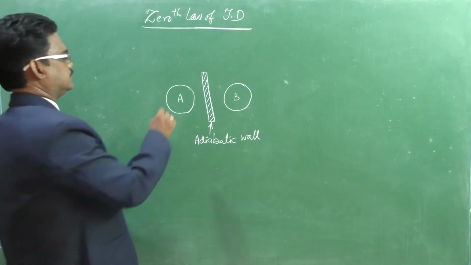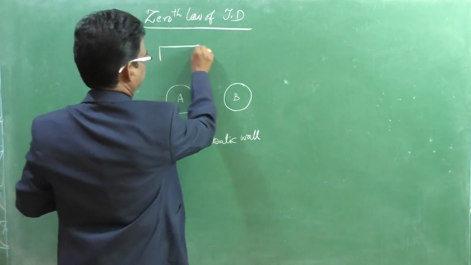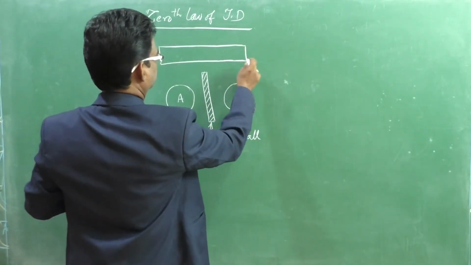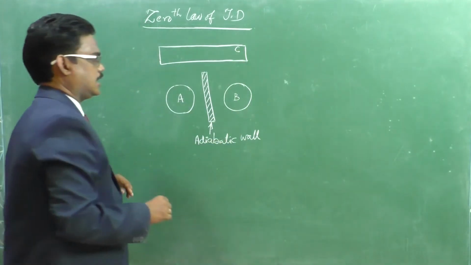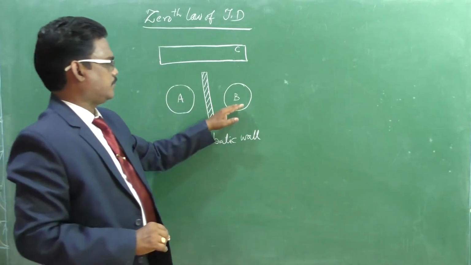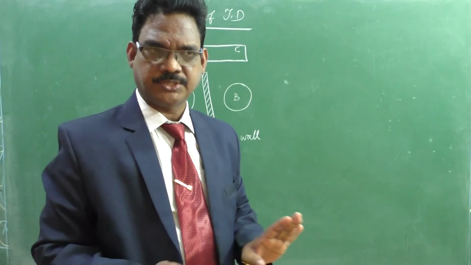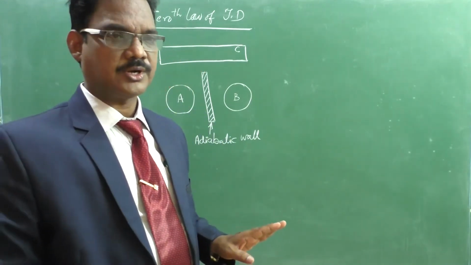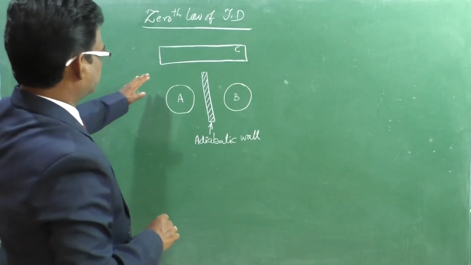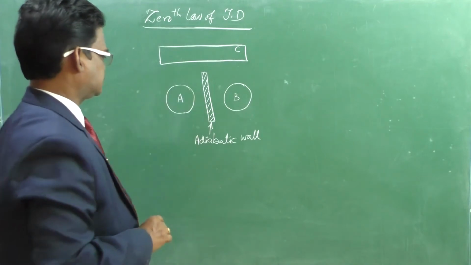Now consider body C. Let body C be like this. This is body C, and between A and C, and between B and C, there is perfect heat transfer. There is no restriction or hurdle between these two. That means we place a diathermic wall. Perfect heat transfer is there.